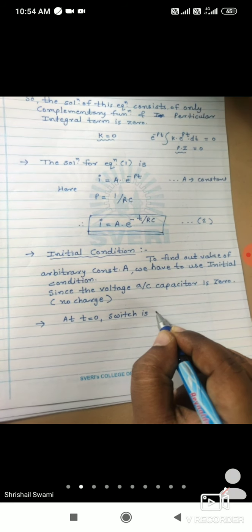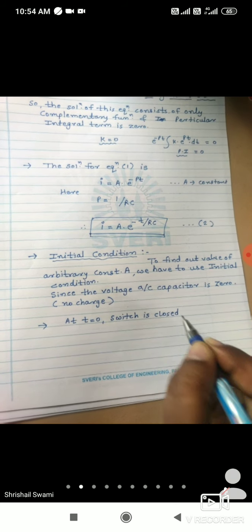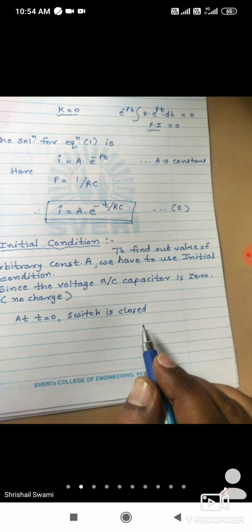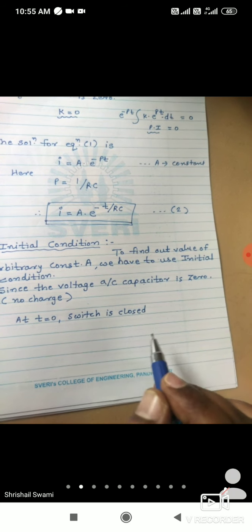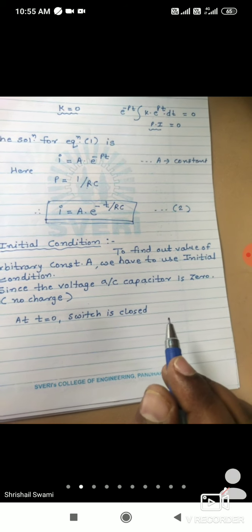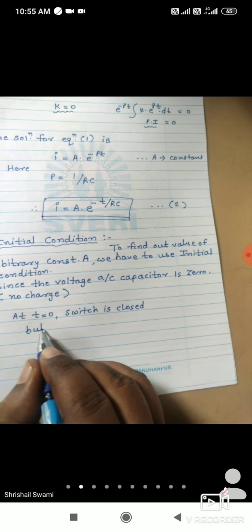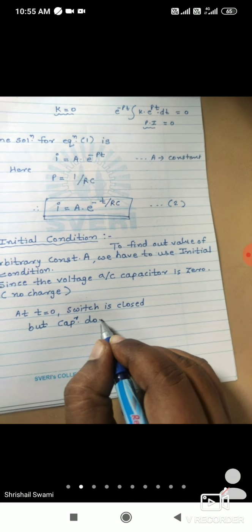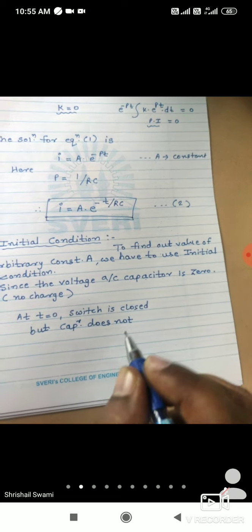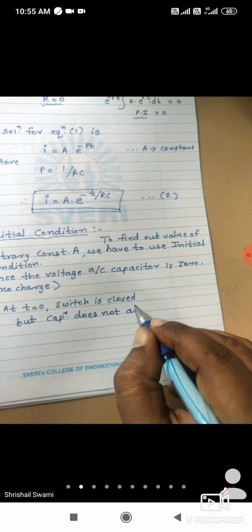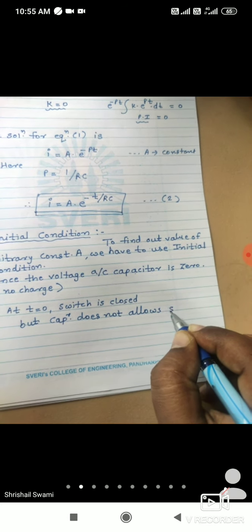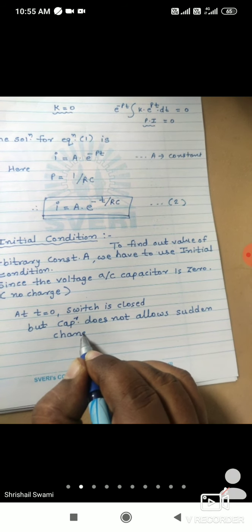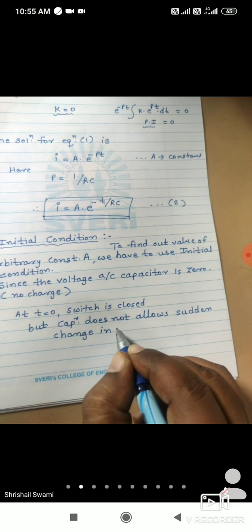बरोबर आहे? Switch is closed at t is equal to, म्हणजे at time t is equal to 0 switch is closed. So when switch is closed, the current I will get circulated. बरोबर आहे? But capacitor does not allow, this is the property of capacitor, it does not allow sudden change in voltage, but capacitor does not allow sudden change in voltage.